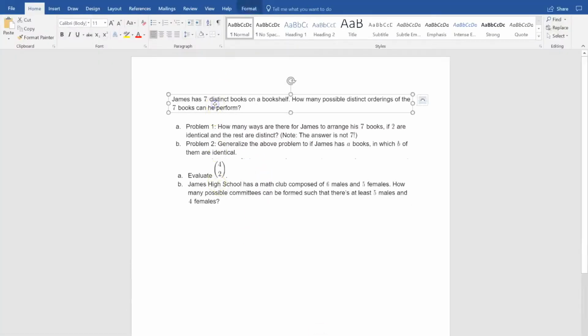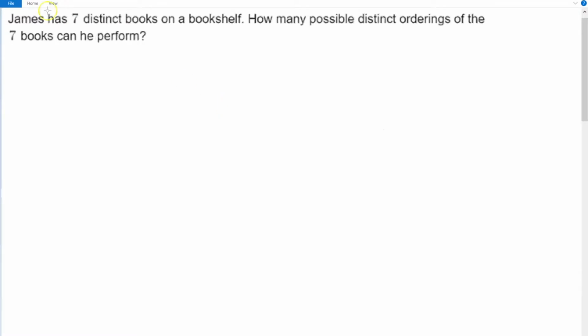And here's the problem. James has 7 distinct books on a bookshelf. How many possible distinct orderings of the 7 books can he perform? This problem isn't actually very different from the previous one we reviewed. Once again, try to solve this problem by yourself before we reveal the solution.